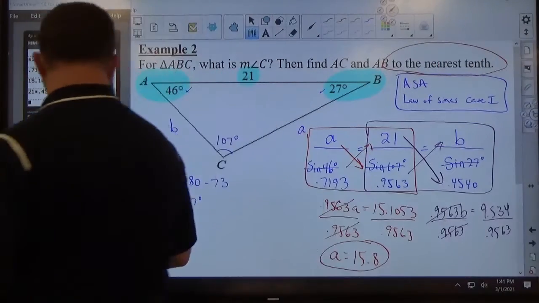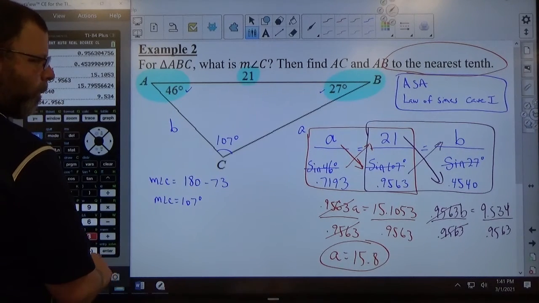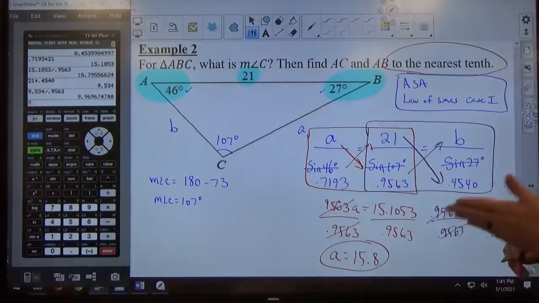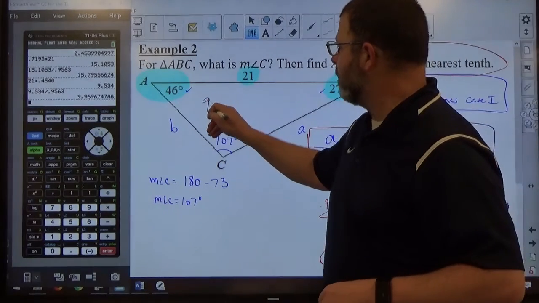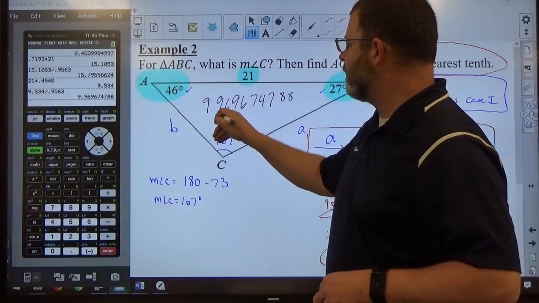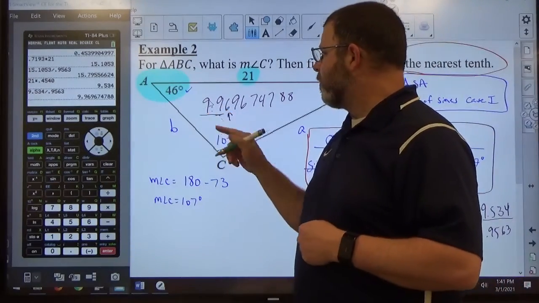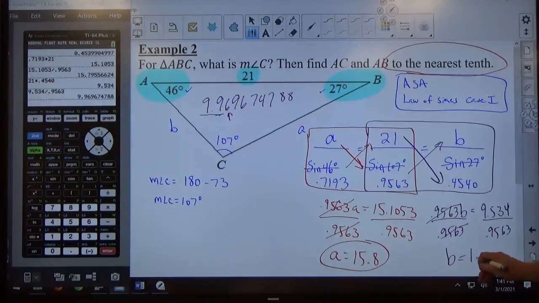get rid of the coefficient, 9.534 divided by 0.9563. I get 9.96967478, right? If I round that, again, looking at that number, 9.9696747888, trying to round to this digit, and the next digit is a 6, which means I need to go up with it. Well, I need to go up with this too, right? So 99 is 100, right? So I'm going to write b is equal to 100, and a decimal point goes there, so 10.0.